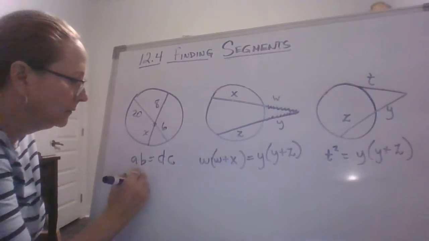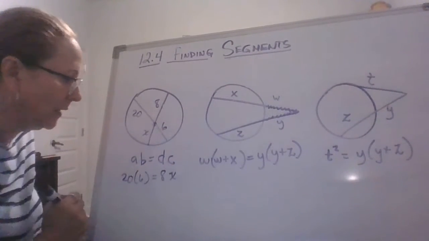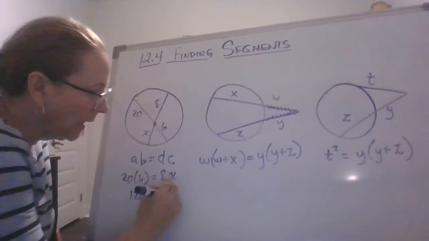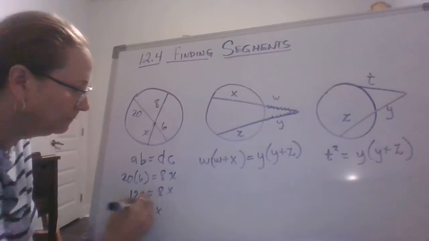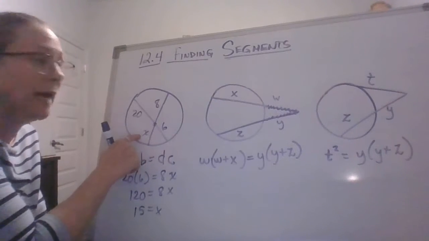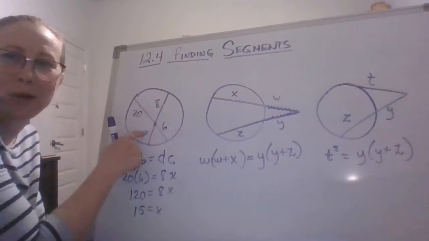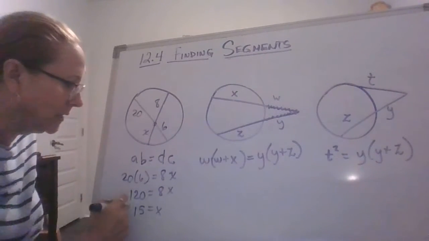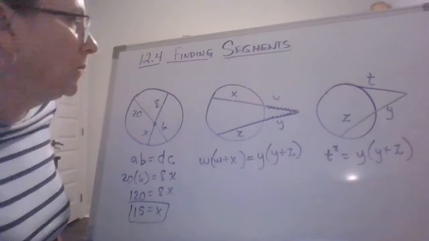So 20 times 6 equals 8 times X. 20 times 6 is 120, and 8 goes into that 15 times. So now X is 15. And again, as I said, it's not to scale. It should be much longer if it was actually to scale in that picture. But X is 15. Now, the next problem.